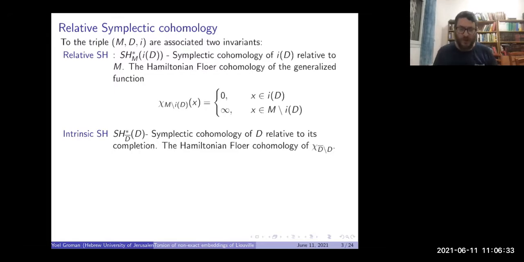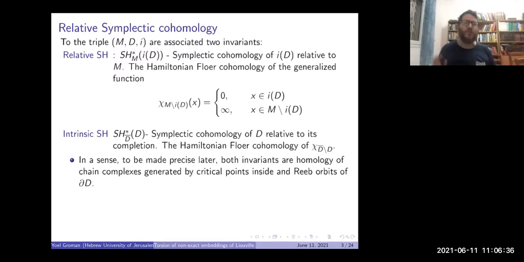And then the question is, these are two invariants. And in a sense which will be made precise, hopefully I'll get there, both invariants are homology of chain complexes, which are generated by critical points inside of D and Reeb orbits on the boundary of D. So this is actually a non-trivial statement, what I'm saying here. From the technical point of view, that's one of the contributions of this work that I want to talk about.